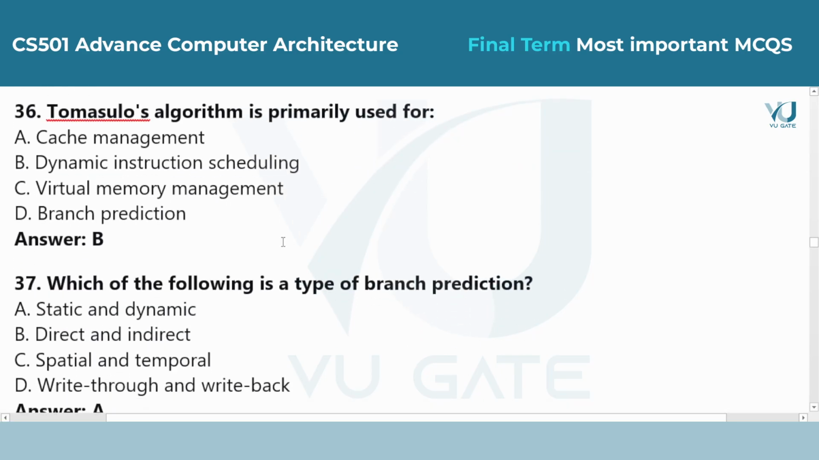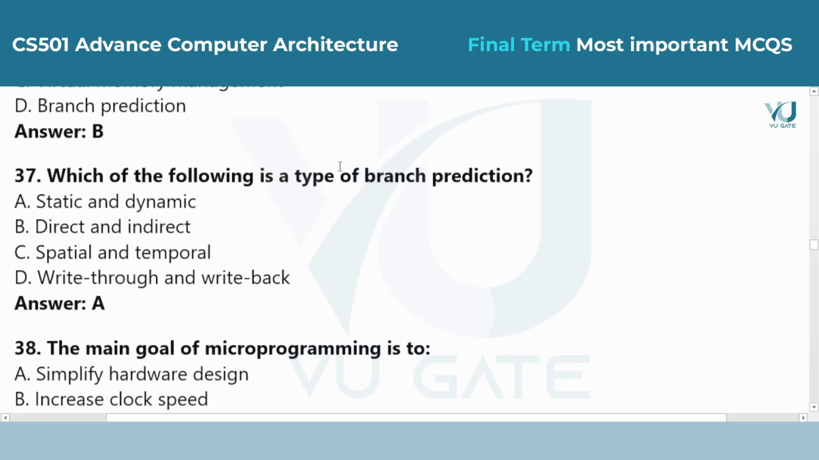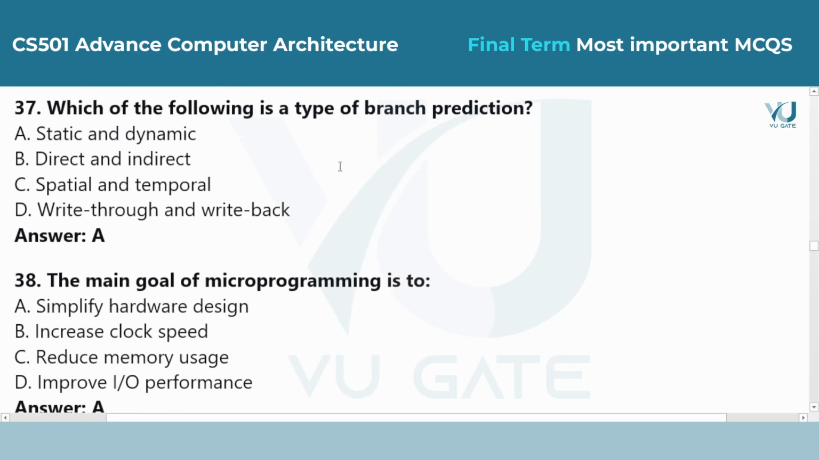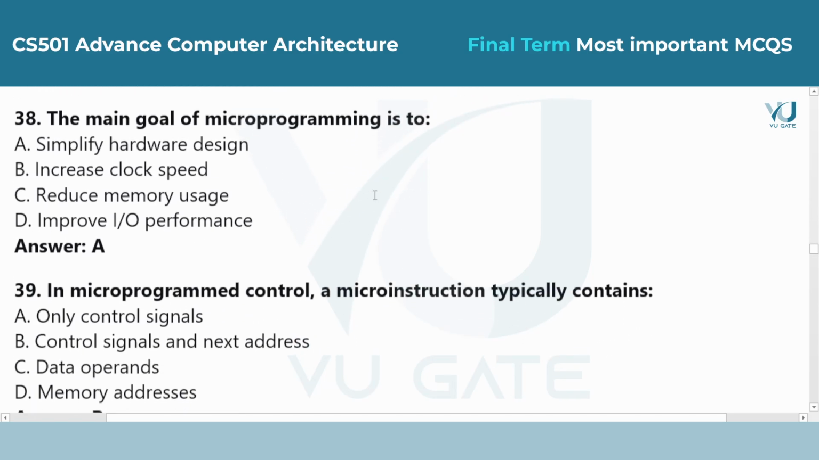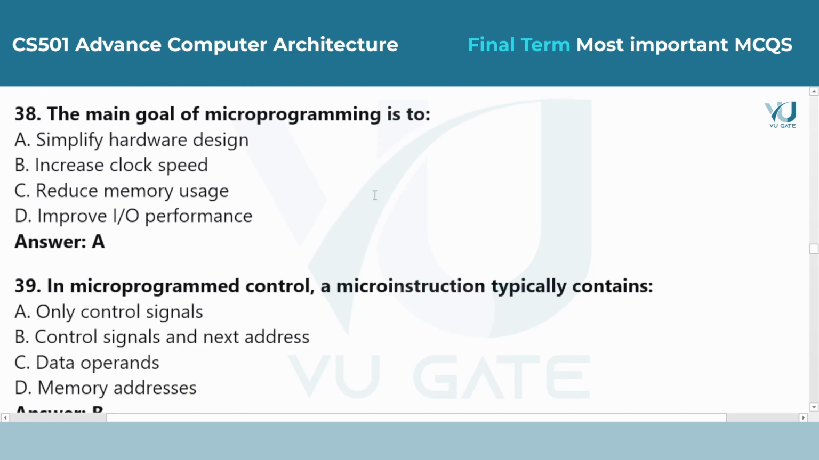36. Question: Tomasulo's algorithm is primarily used for? Answer: B, dynamic instruction scheduling. Concept: it allows for out-of-order execution by using reservation stations to track data dependencies. 37. Question: which of the following is a type of branch prediction? Answer: A, static and dynamic. Concept: static prediction is fixed, like always taken, while dynamic prediction changes based on history.